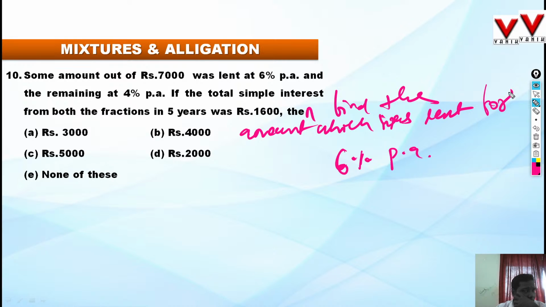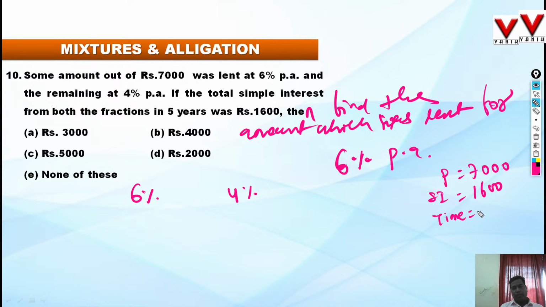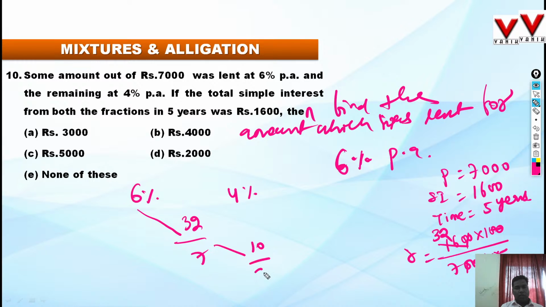So here some amount of 7,000 was lent at 6% per annum. At first I write here 6% per annum, then 4% per annum. So principal 7,000, simple interest 1600, time 5 years. Then the rate of interest is equal to SI into 100, 1600 into 100, divided by P into T, 7,000 into 5. Zeros cancel, 5 3s are 15, 32 by 7. 7 6s are 42, 42 minus 32 is 10 by 7, then 7 4s are 28, 32 minus 28, 4 by 7. 7 cancels, this ratio is equal to 2:5.